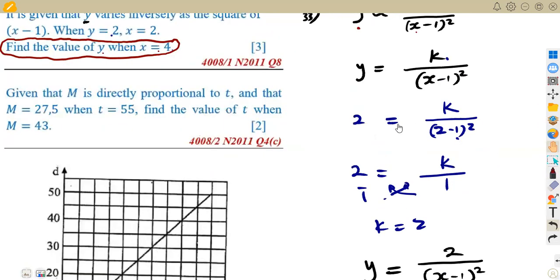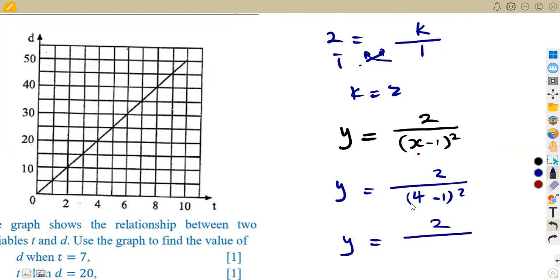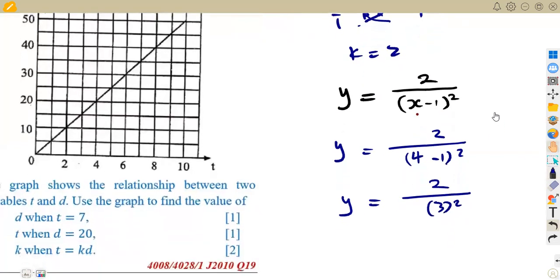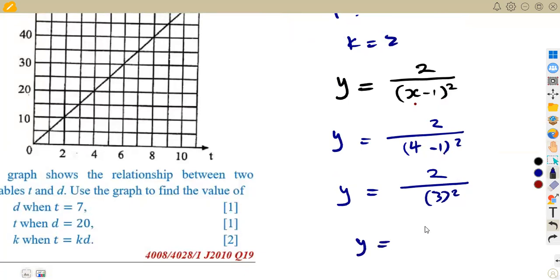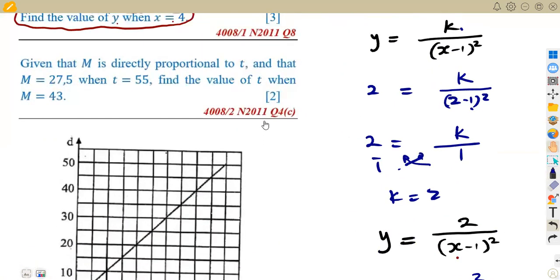X is what at that moment? X is 4. So when X is 4, what is going to happen here? We are going to have Y is equal to 2 over, in place of X, we substitute 4 minus 1 squared. So that's Y is equal to 2 over 4 minus 1, which is 3 squared in this case, and 3 squared is 3 times 3. So meaning to say we are going to have over 9. 3 times 3, that is 9. So that was going to give us the value of what? The value of Y in this case. That's how we play around these typical questions.